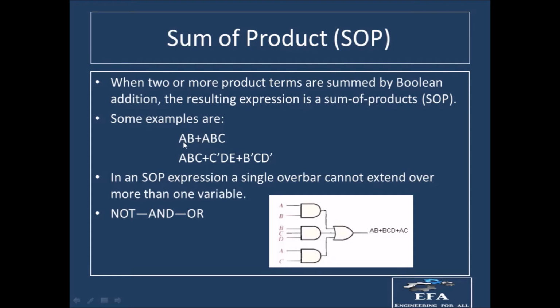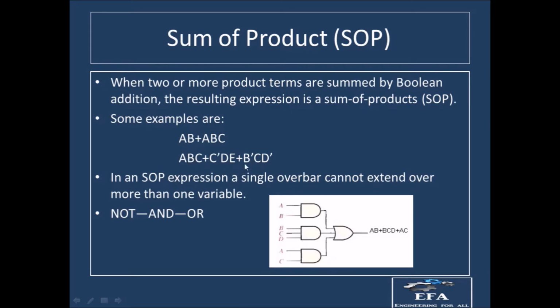You can see that we have AB plus ABC. This is an example of sum of product. Similarly, this example is also a sum of product. You can see we have the products A and B, which is the product form. ABC is again a product form, and then we are taking their sum, so this is the sum of product. Similarly, over here we have ABC plus C bar DE plus B bar C D bar. These three are the products and we are taking their sum.